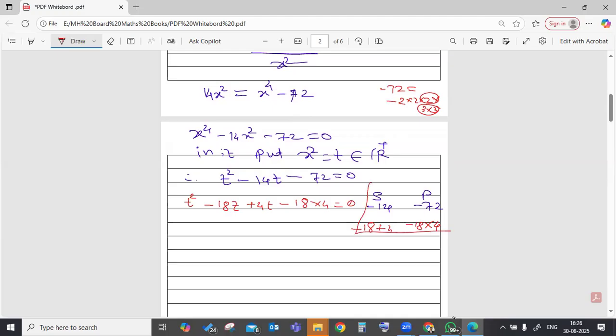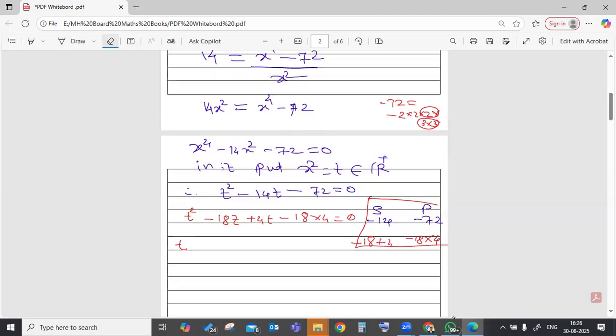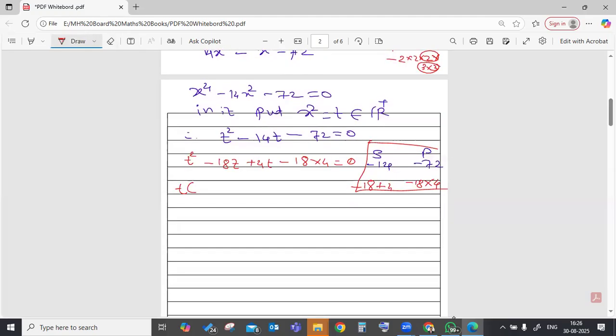equals 0. This is the factorization. So we have taken t as common. t as common taken. So it is t minus 18, plus 4 taken common, t minus 18 equals 0. Therefore, (t minus 18)(t plus 4) equals 0. Therefore, t equals 18 or t equals minus 4, which is not possible.